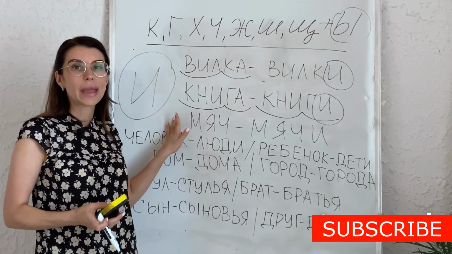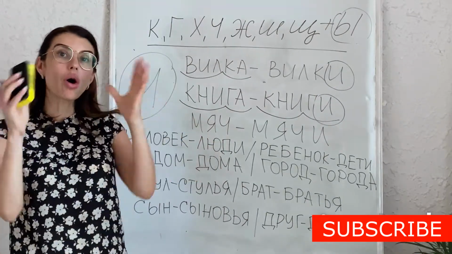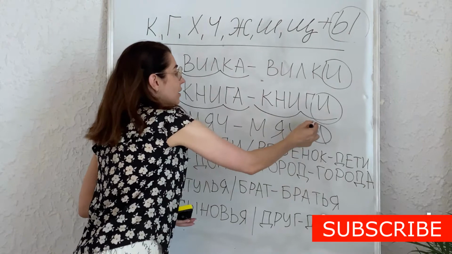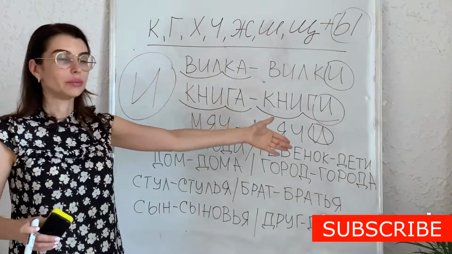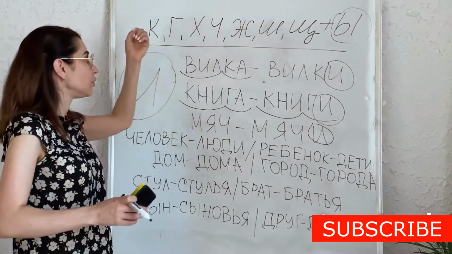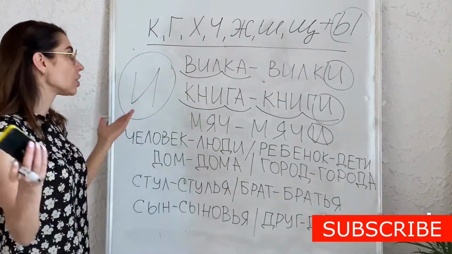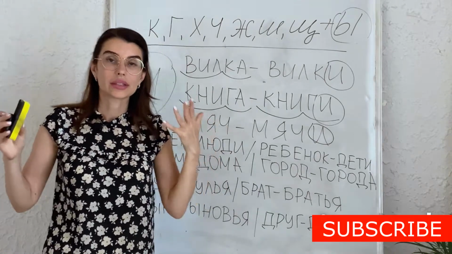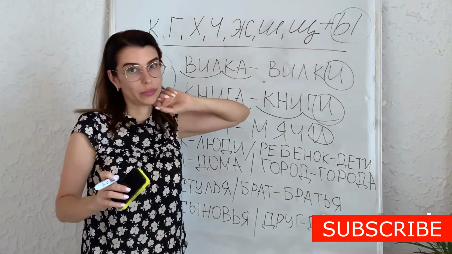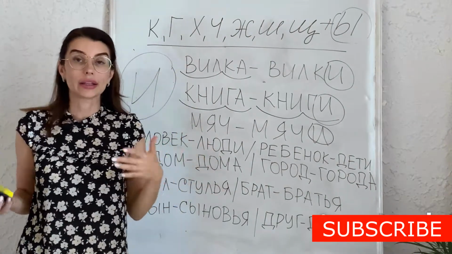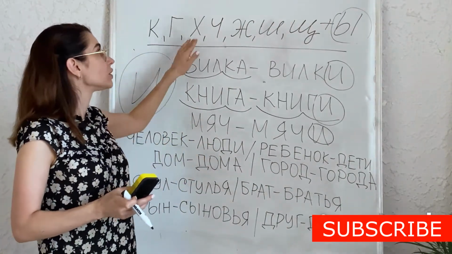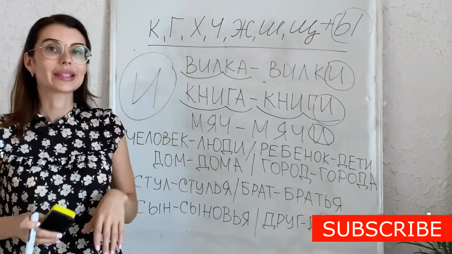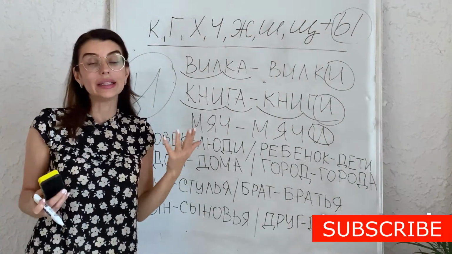Next word, мяч. Мяч is a ball, but a lot of balls will be мячи. E at the end. So мяч, мячи. Книга, книги. Вилка, вилки. So easy. You can use just E at the end. At the end, you can see this letter, not U, by the way. So that's why before I explained this information, I told you that these letters can't be in pair with U. So you can't see a U at the end.